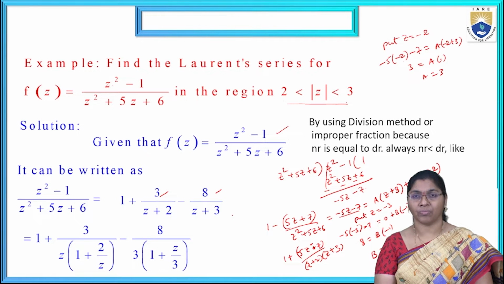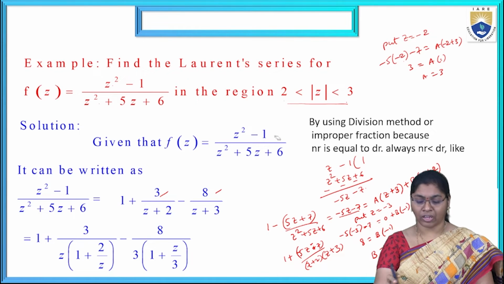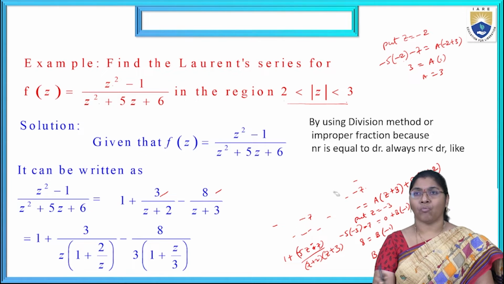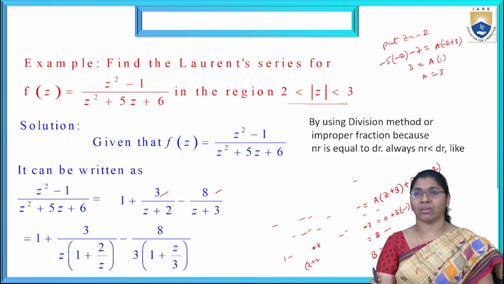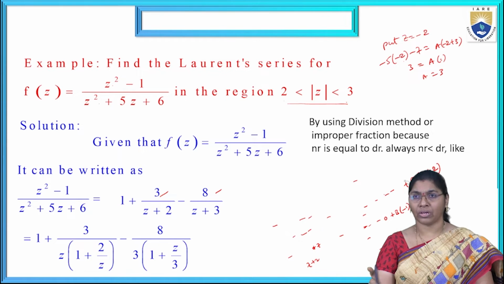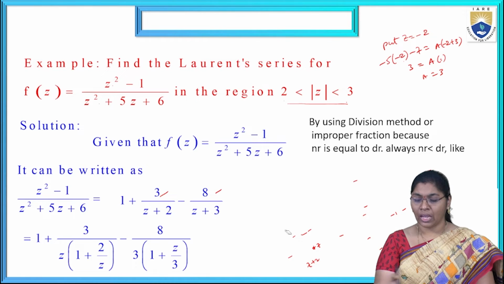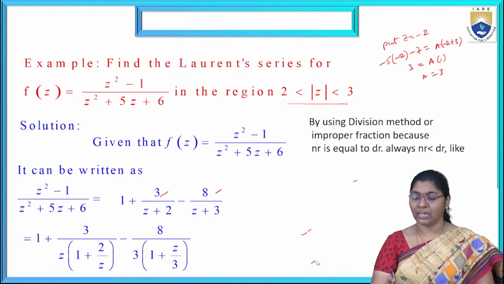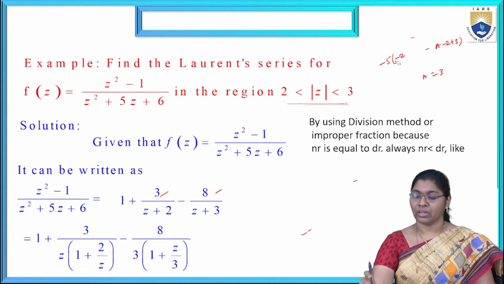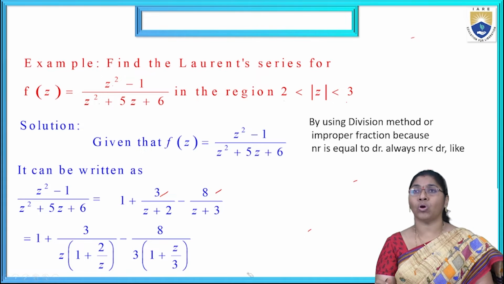This is the expansion. Now how can we solve the expansion? The method always depends upon 1 minus x whole inverse, otherwise 1 plus x whole inverse. Here the denominator we are converting in two ways. Why? Because here 2 is less than mod z, and mod z is less than 3. That means 2 by mod z and z by 3. These two steps we must not forget, because the region lies between 2 and 3.